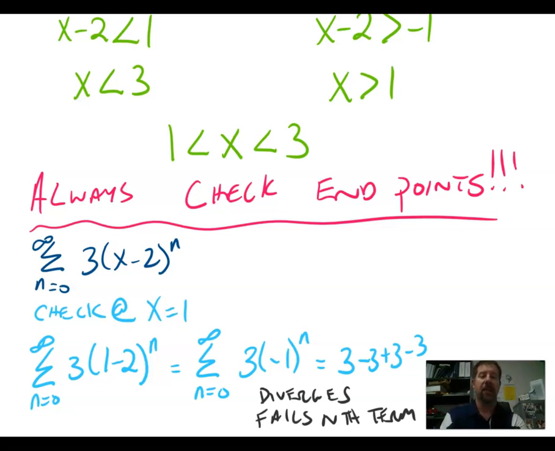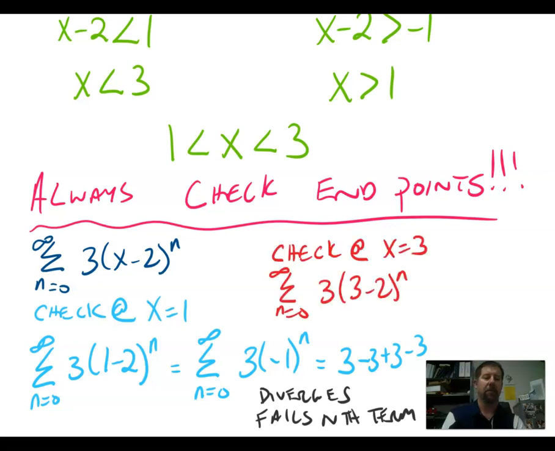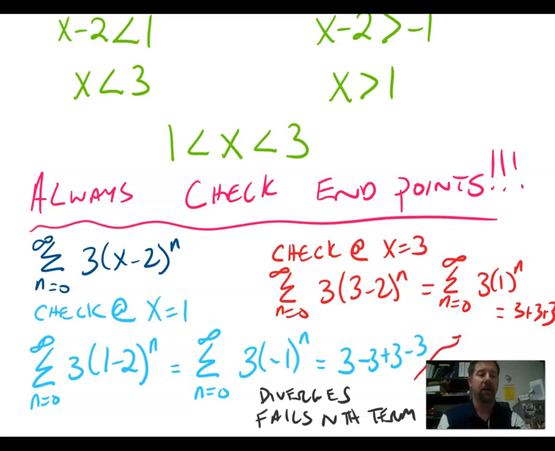All right, now I got to check my other endpoint. So again, I'm going to plug in 3, and I get 3 times 1 to the n, which is again just going to be 3 the whole time. So again, this also fails the nth term test for convergence as well. So both of these are going to diverge at the endpoints, so I would not include them on my interval.